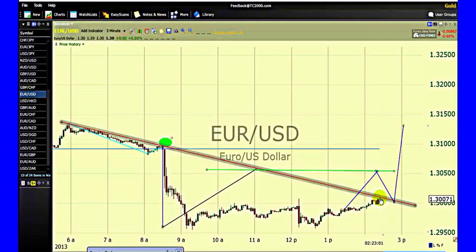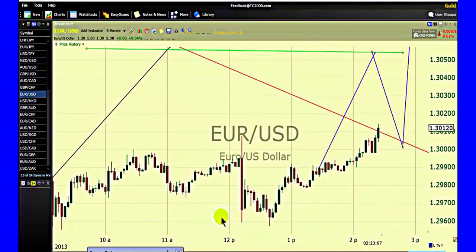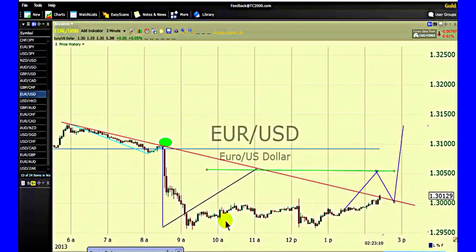So we touch the red line now. I want to give it a chance. Now we are going above it. Okay, it's nice. This is the problem because sometimes this thing will take ages.